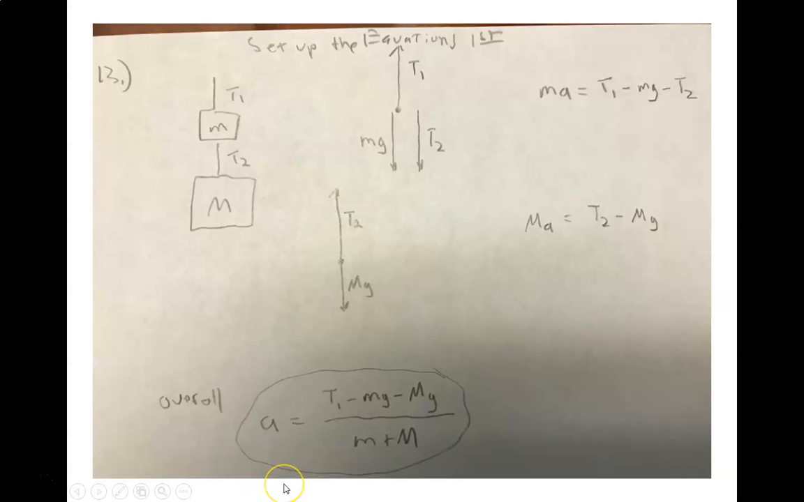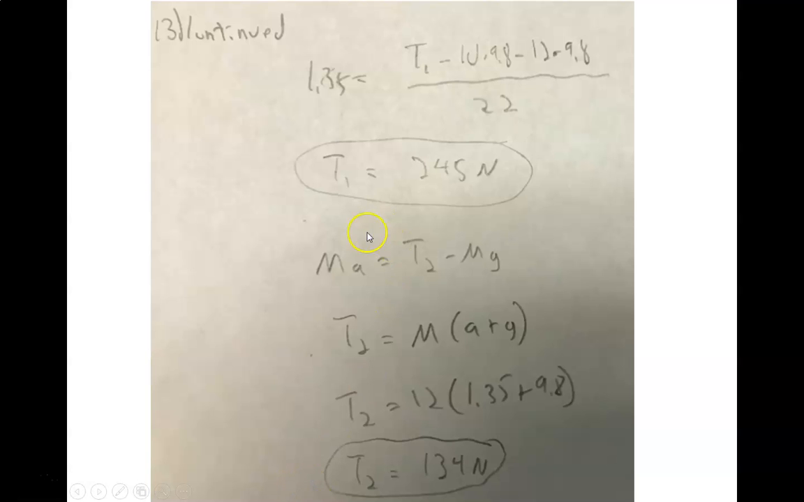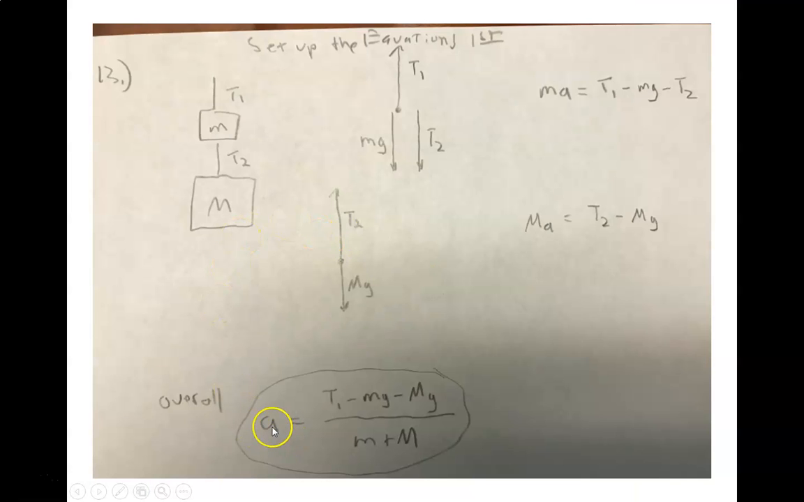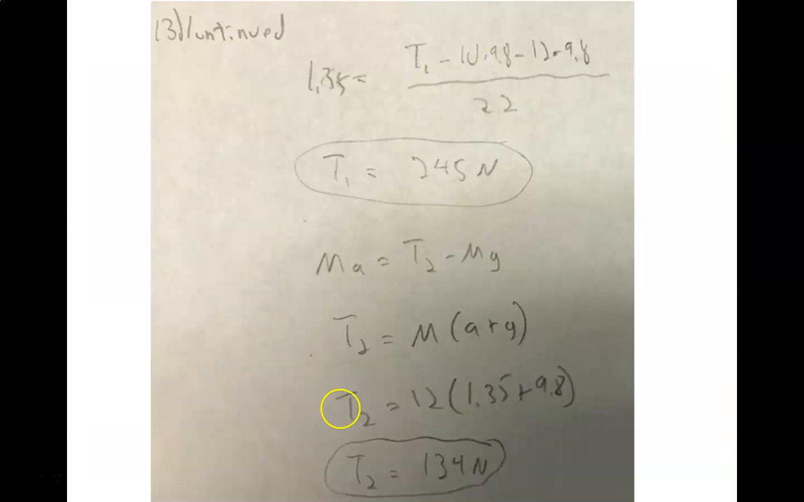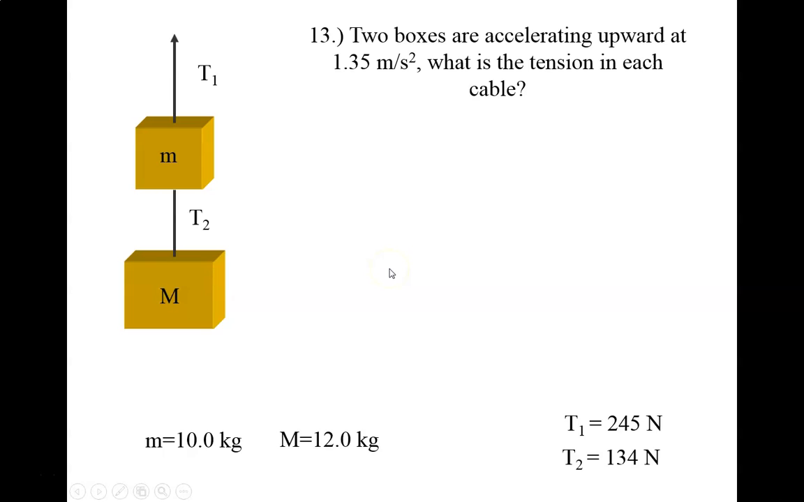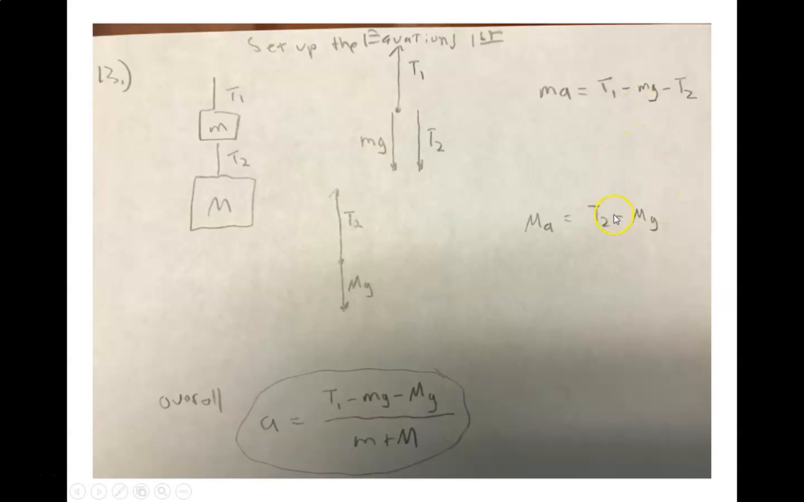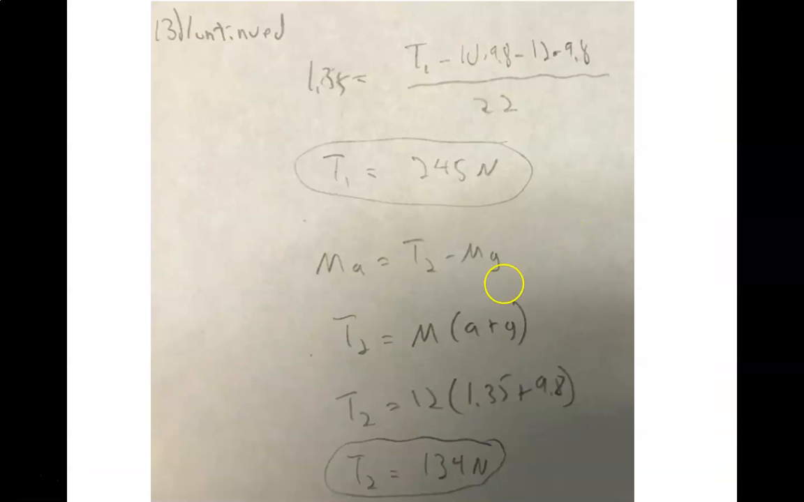So anyway, again, the masses are 10 and 12. Basically what I can do is use this equation to find the tension T1. So I can find that T1 is equal to 245 newtons. And then I can find T2 by using one of my equations. Let me go back up to one of these equations. The simpler one is this one, big M A equals T2 minus mg. So I can use that equation to find T2.